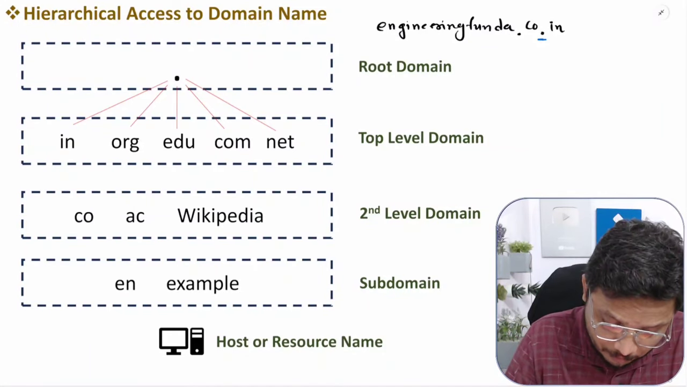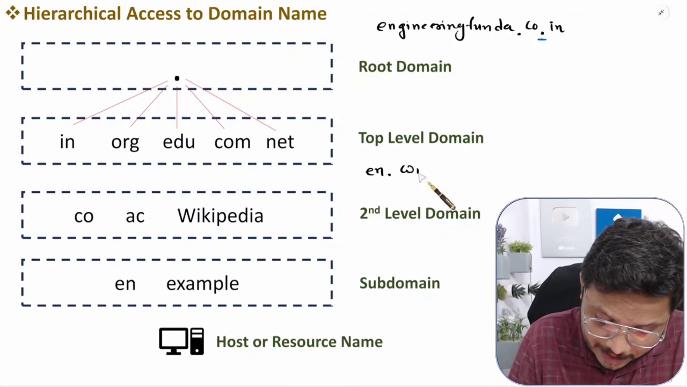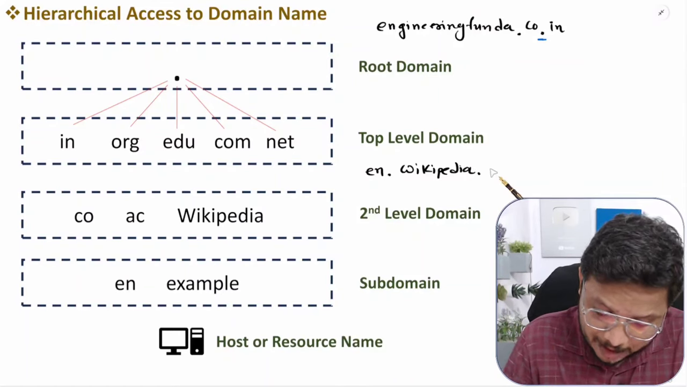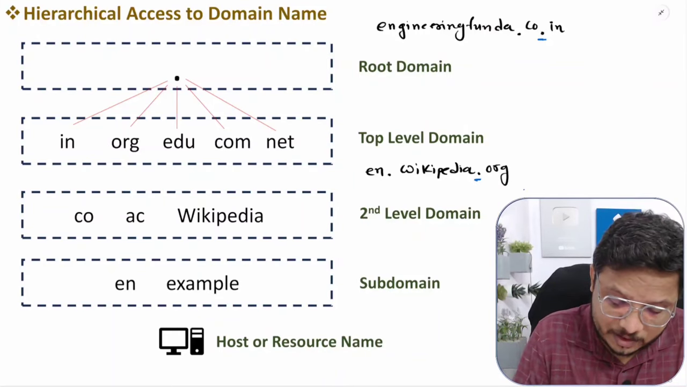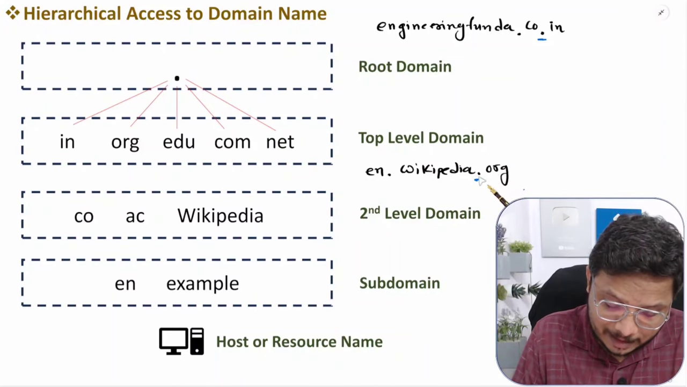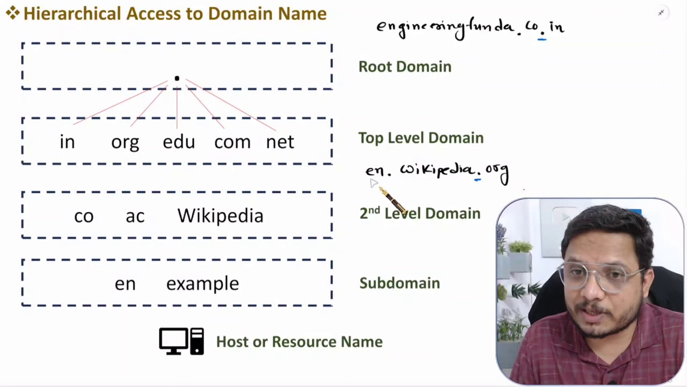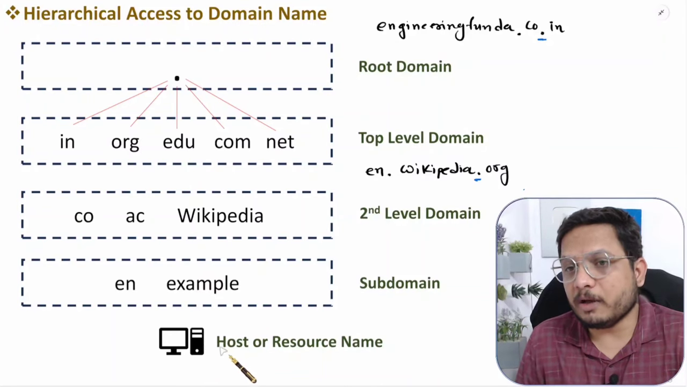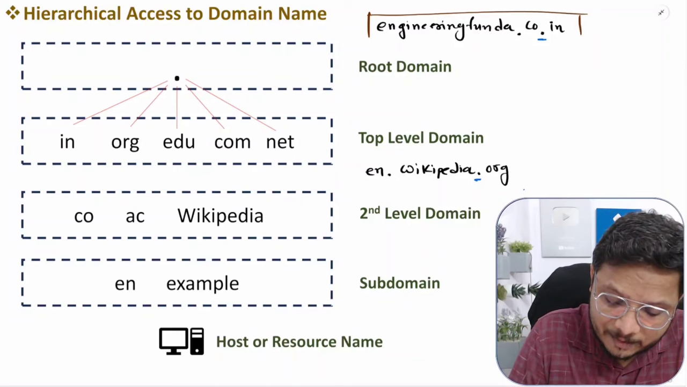Let me give you another example. In this example, I'll be writing en.wikipedia.org, right? Now if you observe here, this first dot is the root domain, then .org is the top level domain, and then Wikipedia is the second level domain, and then en stands for English. That is my subdomain with Wikipedia, and then one can communicate with the host system, right? So these are the two examples that I have conveyed to you.